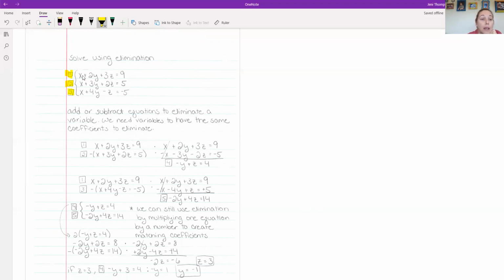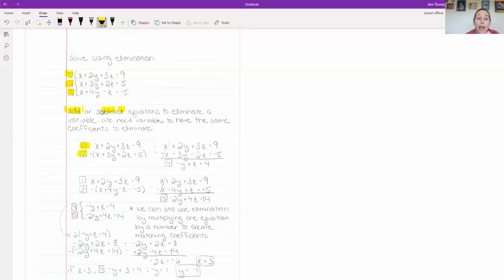Okay. So 1, this is my first equation, right? Up here I've got x plus 2y plus 3z equals 9. That's what I've got here. And 2, my second equation, x plus 3y plus 2z equals 5. These are the same, right? So if I added them, that wouldn't get me anywhere. It wouldn't eliminate a variable.